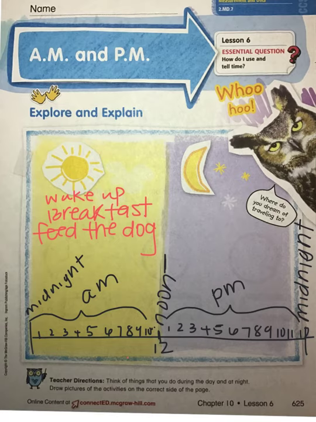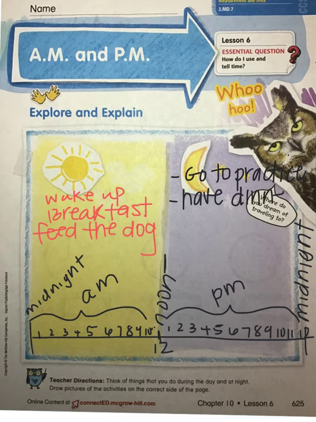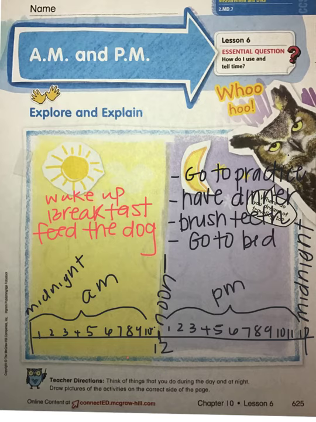So when we think about things that we might do in the PM, we might go to, although right now we're not really going anywhere in the PM, are we? But back when things get hopefully back to normal soon, we might do things like go to practice. Things that we might do in the PM might be have dinner. We would have dinner in the PM. We would maybe brush our teeth, although we would be doing that in the AM too, I hope. We would be going to bed, because right around in our house, between 8 and 9 o'clock is when everyone goes to sleep.